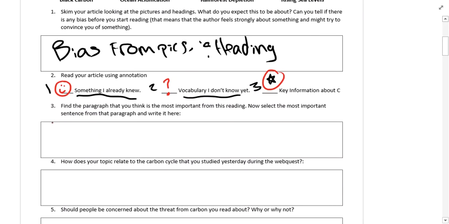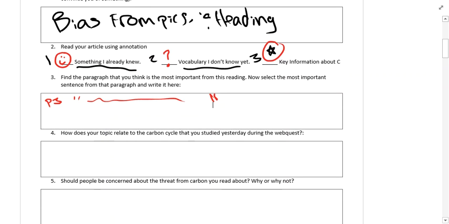So back on your worksheet, you're going to find the paragraph. That's where you're going to put like paragraph 3. And then you're going to select the most important sentence, and you're actually going to quote that sentence. So whatever it said in the article, quote it right there, so that when you go back to your group, you can read right off of here.